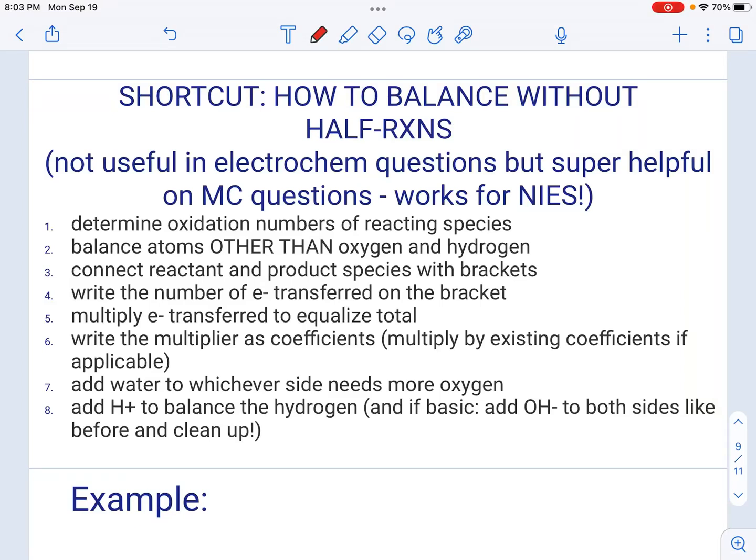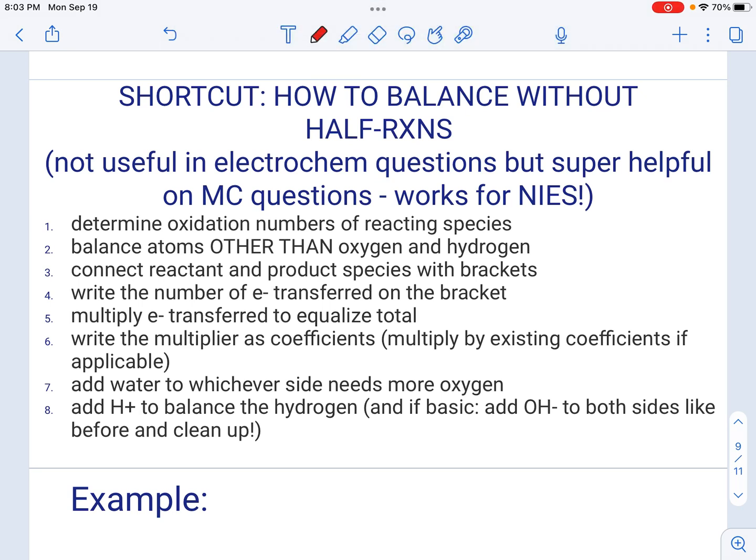Okay, so this is the optional video: how to do balancing redox without half reactions. It's kind of a shortcut. You cannot do this if they ask you to do half reactions. You can only do this if they're just asking you to give them a balanced net ionic equation. If they say by half reaction, you have to do it the way that we already learned it.